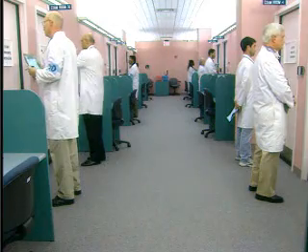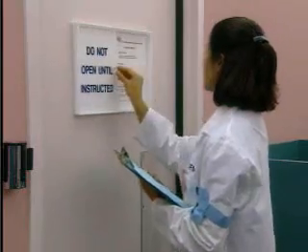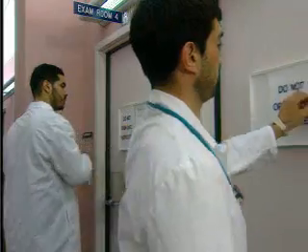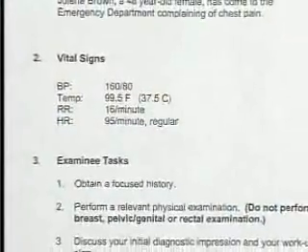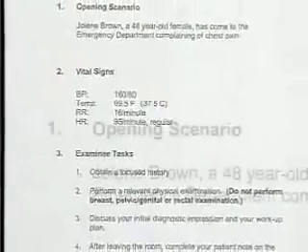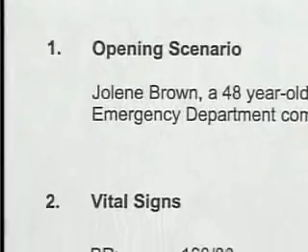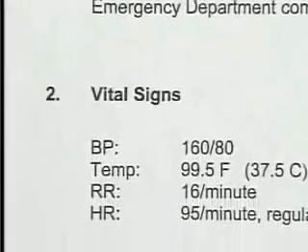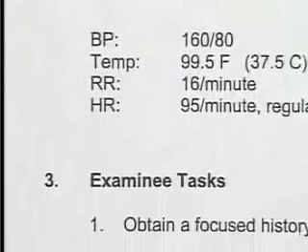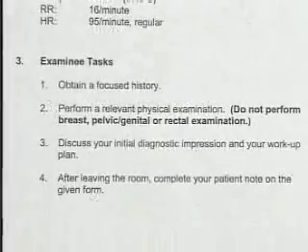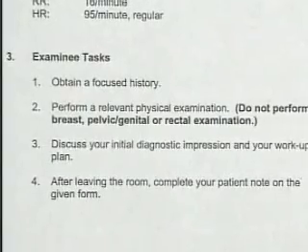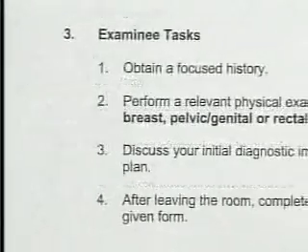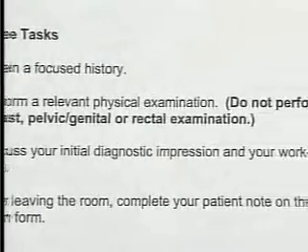Examinees, you may begin your first patient encounter. At the start of each patient encounter, you will read an examinee instruction sheet posted on the examination room door. The examinee instruction sheet contains the opening scenario, with the patient's age and complaint, the patient's vital signs, and the examinee's tasks. In most cases, the task will be to take a focused history and physical examination and discuss your differential diagnosis and diagnostic workup plan.